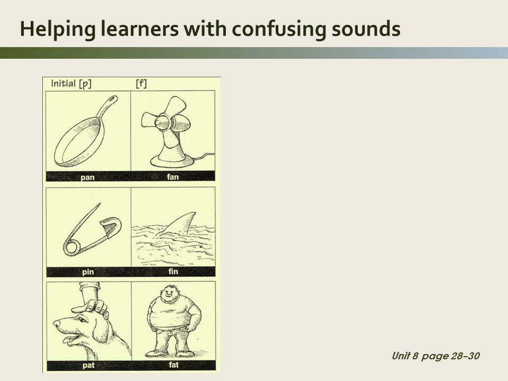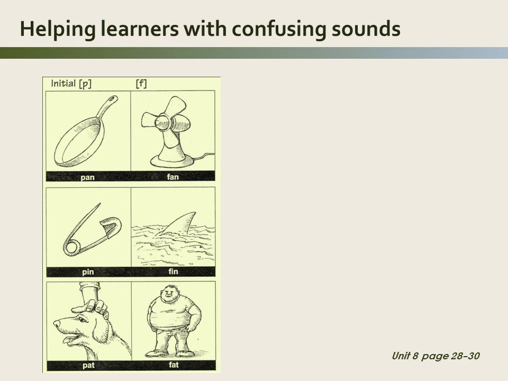So we've discussed a number of ways of helping learners to make the sounds by becoming aware of their mouth and tongue position and the airflow and the voicing. And if you look on page 28 of your training manual, you'll see a summary of this.